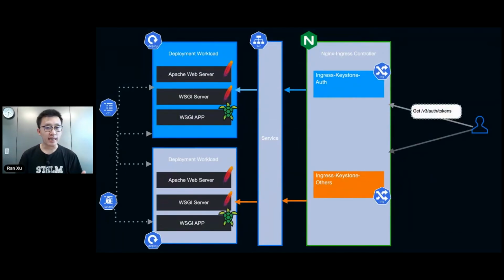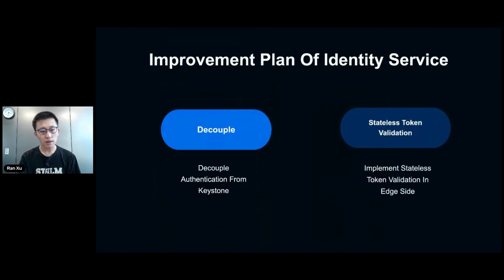After the first phase is finished, the architecture should be like below. The authentication request will be forwarded to the new Keystone deployment. Other requests will be forwarded to the original one. So that's all we did for the first improvement.